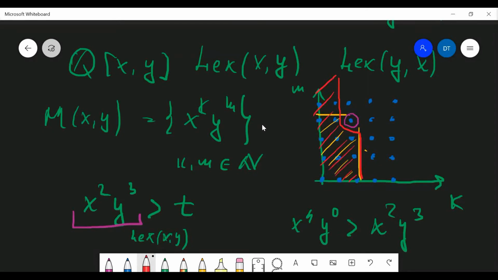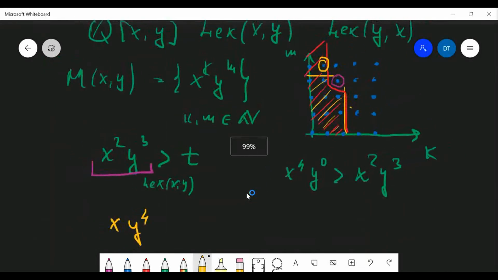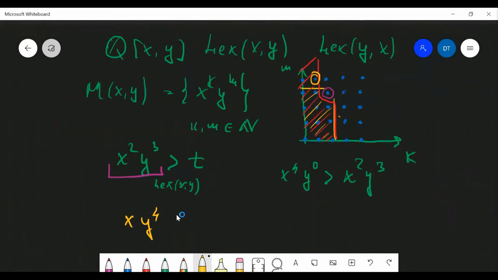This is the correct answer. This set is infinite, so you must take these two columns and all the monomials here. Let me explain why. Let's say we take this monomial. What is this? The power of the first term should be equal or less than 2. If it's less, we don't mind the second one. However, if it's equal, the power of y should be less than 3.